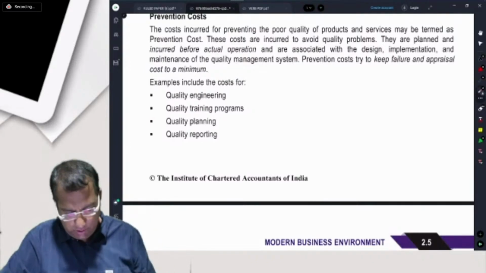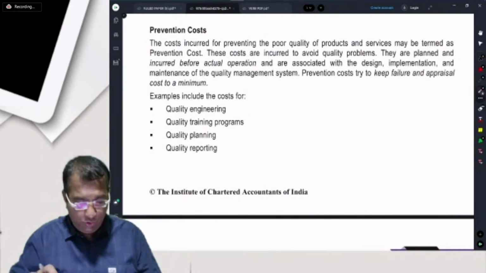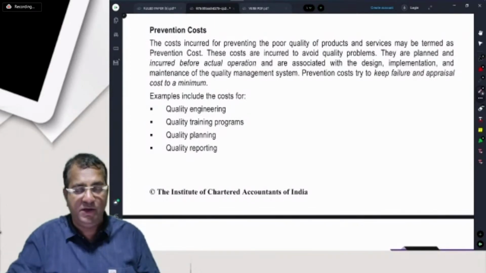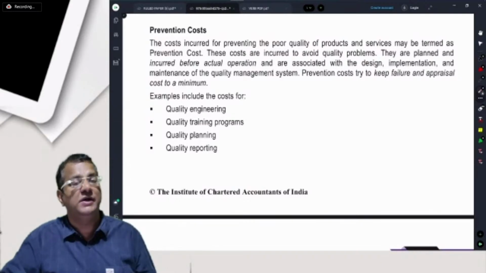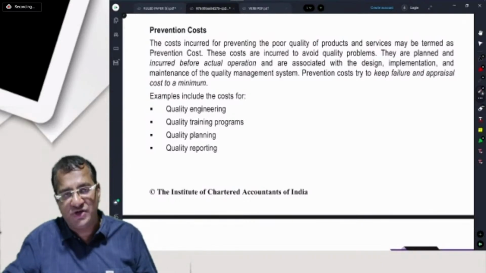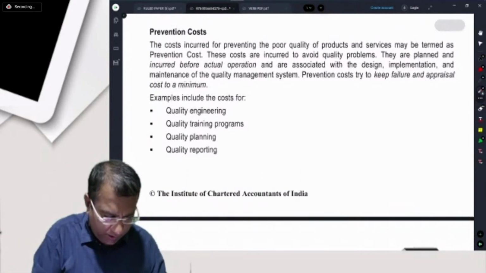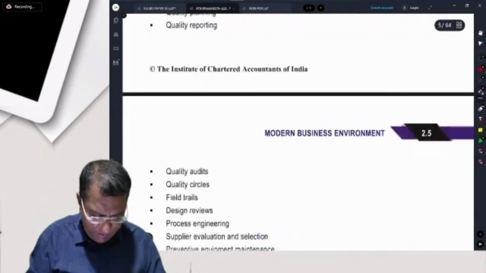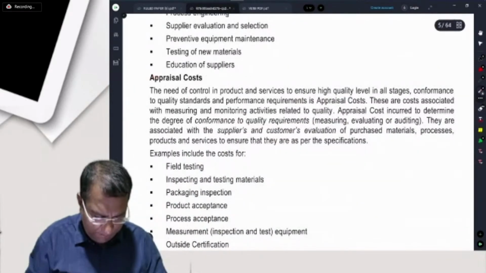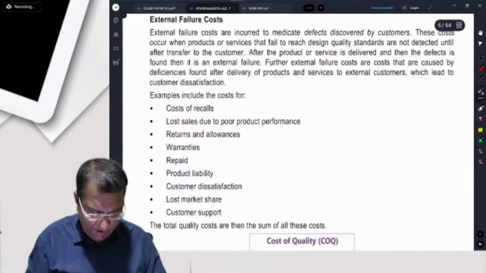Don't avoid this one. I'm giving you a complete 5 to 7 minutes to read the content from the study material. They are very, very helpful when we are about to start the practical, application-based questions. Okay. So start from page number 4 regarding the prevention cost. These are the meaning. These are the examples given. Okay. These are the meaning of appraisal cost, internal failure examples, external failure examples.